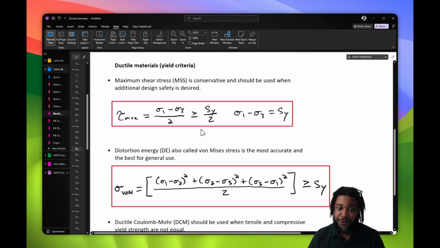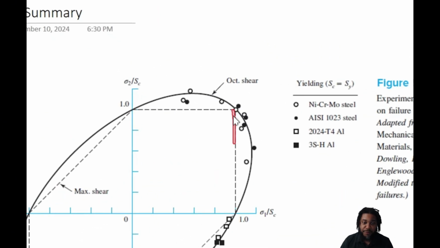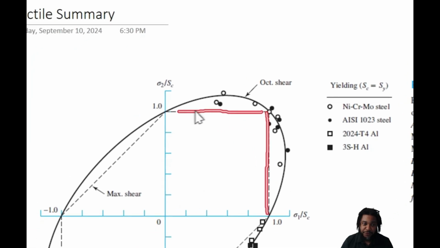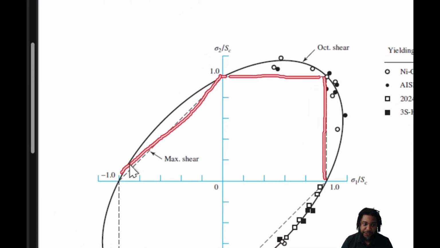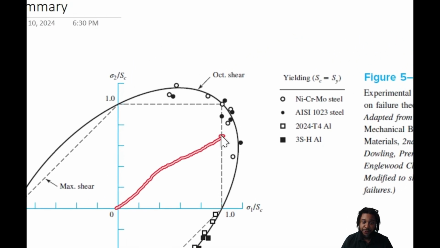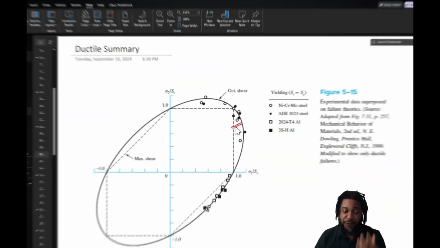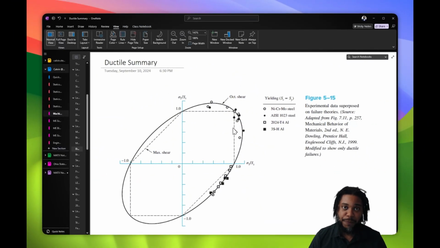Between these three theories, they have different behaviors with the data. The maximum shear stress theory is a fairly conservative theory. It's a great theory to use when you need a little additional safety factor in your design because it predicts failure most often before the experimental failure actually occurs in your structure. So you get additional safety if you design using that equation.